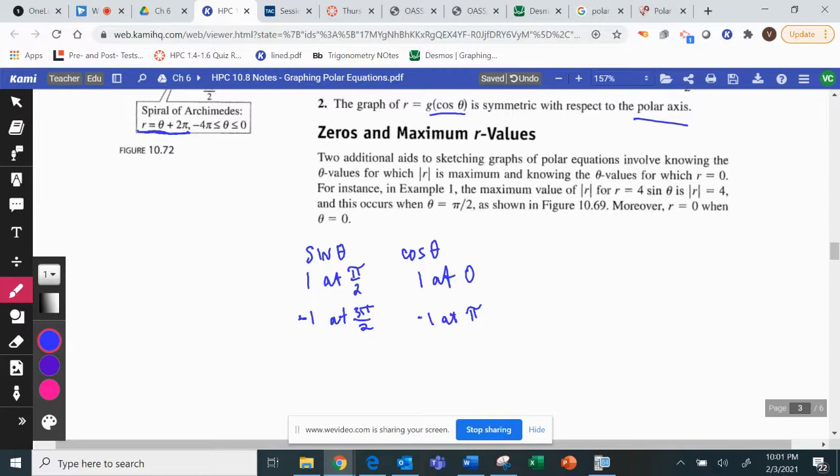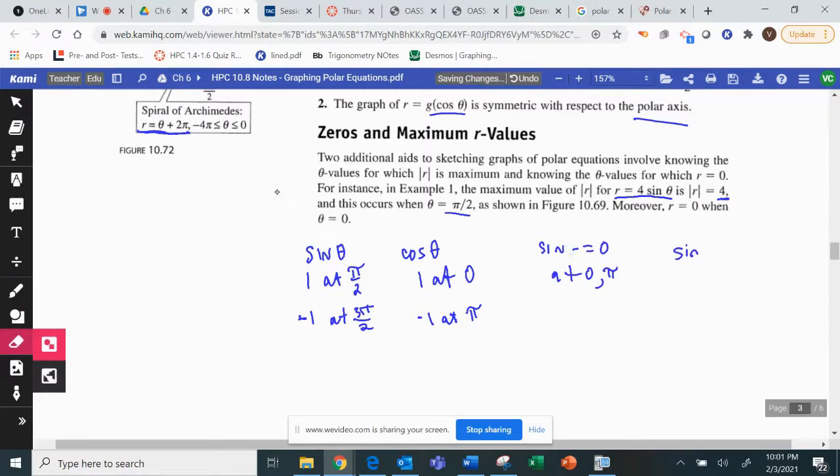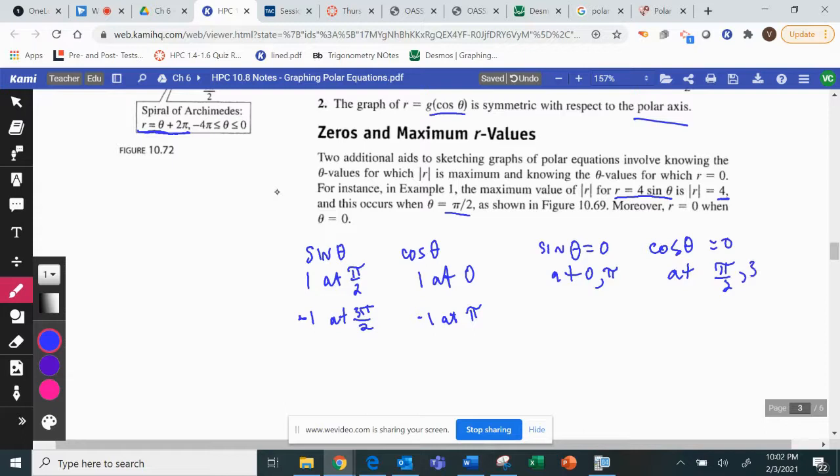And just knowing that is going to help us because, for example, right here, when we had 4 sine theta, we know that the radius is 4. Well, the maximum is going to occur at pi over 2 because that's where sine typically has a maximum. Another thing that you can use would be zeros, where sine of theta is equal to 0 at 0 and pi. And cosine of theta is equal to 0 at pi over 2 and 3 pi over 2.